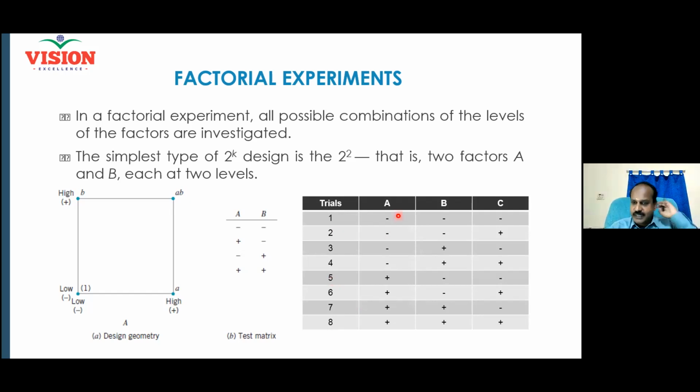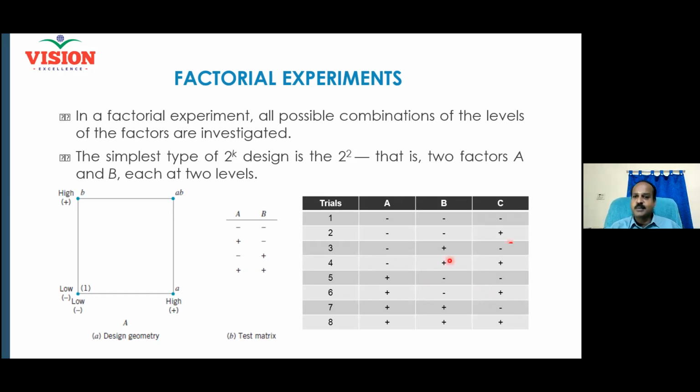And now for factor A, 4 runs I will keep low, 4 runs I will keep high. And for factor B, I have to keep 4 runs at low and 4 runs at high. But see here, the way I am allotting it: double minus, double plus, double minus, double plus. Then for factor C, I have to give 4 minus and 4 plus, but the pattern I follow is minus plus, minus plus, minus plus, minus plus. Simple mathematics, but you can remember and understand it in a different style.